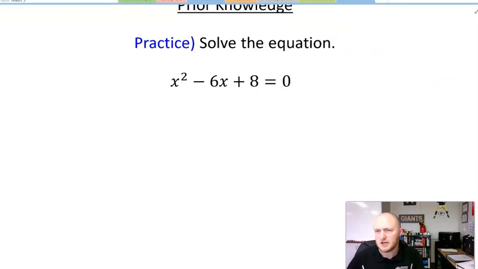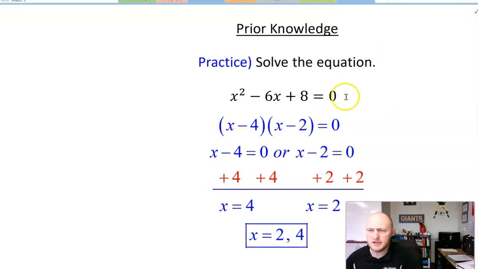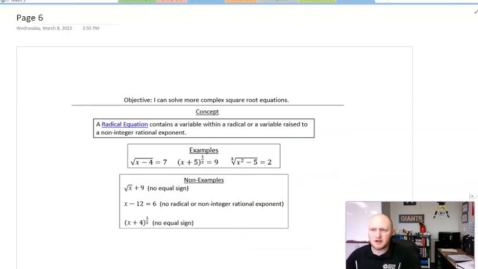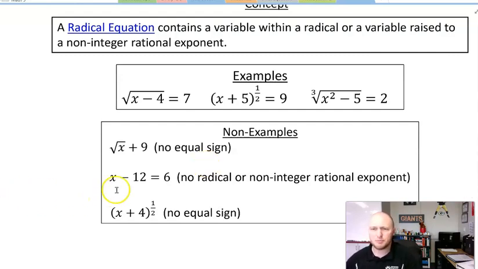All right, hopefully you tried this one. Here's the solution. You factor that one, x minus 4, x minus 2, and that solution gave you a +4 and a +2. Okay, so without further ado, we're going to go back over what a radical equation is. It's simply an equation that has a variable within a radical, also known as a square root or a cube root symbol. Now it can also appear as parentheses raised to a rational exponent, or a fractional exponent. That's also a radical equation, but we won't focus on these in these videos.